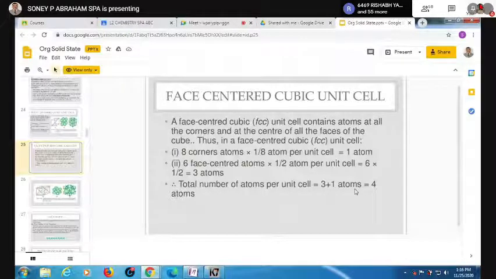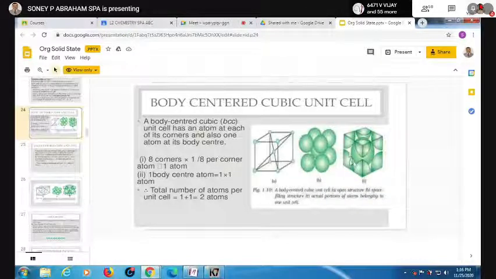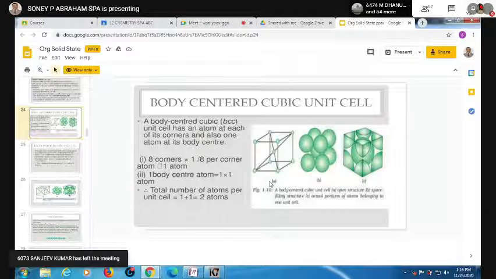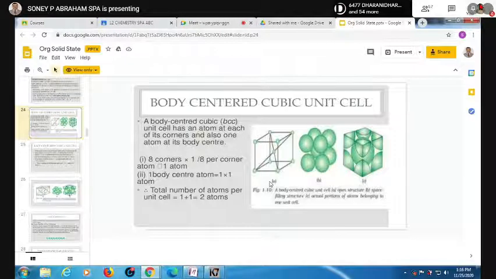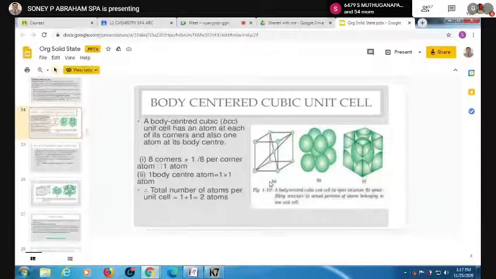And when you're talking about the body center, you'll have 2. Contribution from each of the corners will be 1 by 8 into 8, which is equal to 1, and 1 is at the center of the body, which is of its own. So 1 plus 1, it is equal to 2. So that is the number of atoms which you have to keep in mind, because it is very important when you are doing the numericals. So we should know what is the number of atoms present in a unit cell depending upon the type of unit cell. Primitive it will be 1, body centered it will be 2, and phase centered it will be 4. Okay.